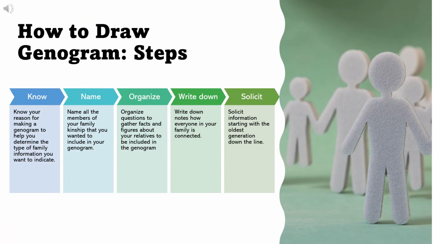1. Know your reason for making a genogram to help you determine the type of family information you want to indicate. 2. Name all the members of your family kinship that you want to include in your genogram. 3. Organize questions to gather facts and figures about your relatives to be included in the genogram. 4. Write down notes on how everyone in your family is connected. 5. Solicit information starting with the oldest generation down the line.